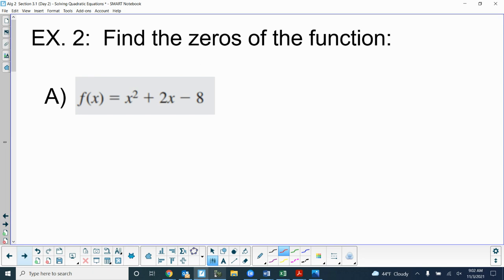I would factor anytime I could. Unless they told me to use a different method, I would try to factor. If they tell me to solve by graphing, then we use our graphing calculator. If there's no b value, we'll use that square root method. If there's no x in our problem. But you might be able to still factor if there's no x in it.